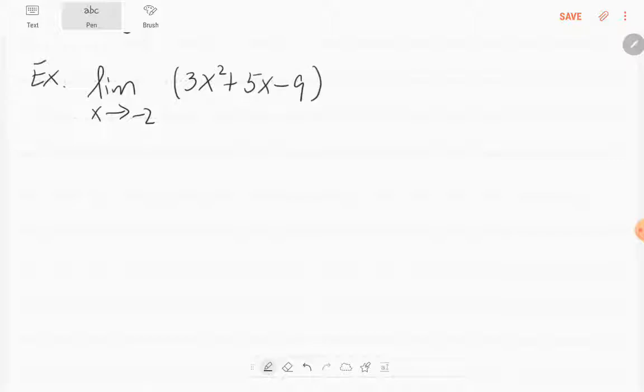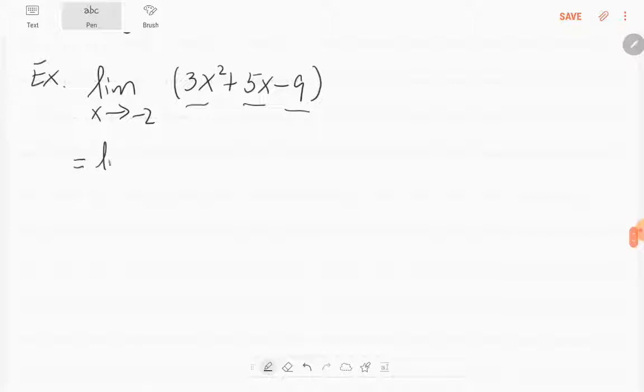Let's look at some examples of how to use these basic rules. This is the example: the limit as x approaches -2 of the function 3x squared plus 5x minus 9. So this is the sum of several functions, right? So we can split it into several parts.